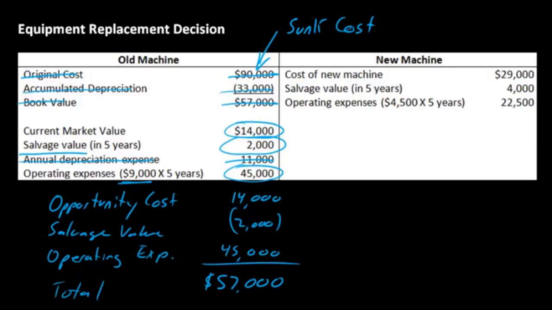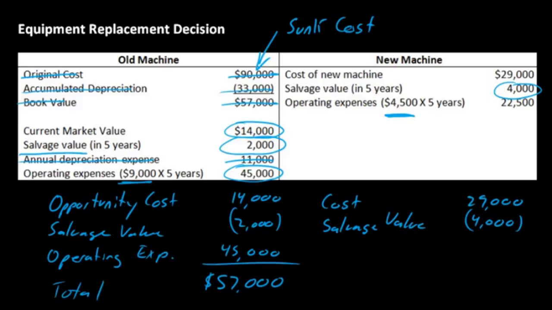And now let's look at it. Well, how much is it going to cost us for the new machine? Well, the first thing is the cost of the new machine. We got to buy it. So I got to pay $29,000 for the cost. However, the cost will be reduced because in 5 years we'll get $4,000 back, and we'll use that to reduce the cost. So it has a salvage value of $4,000 that will reduce the cost.